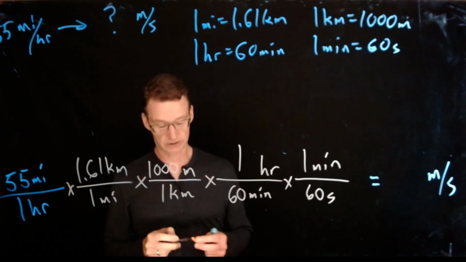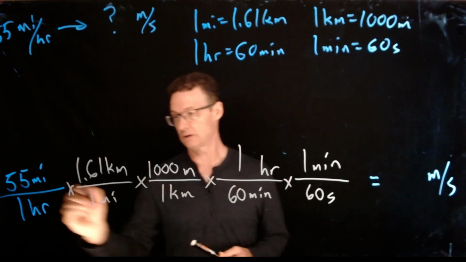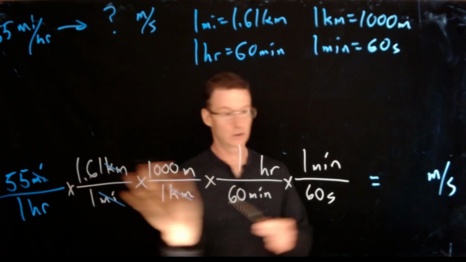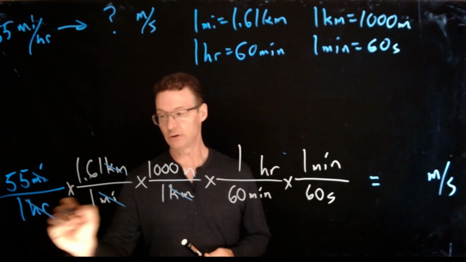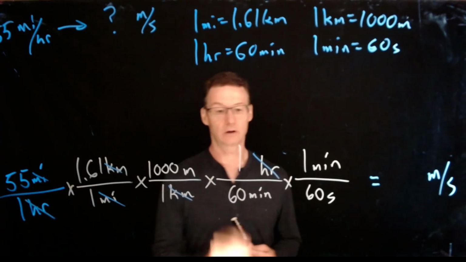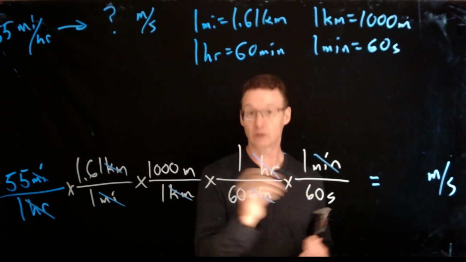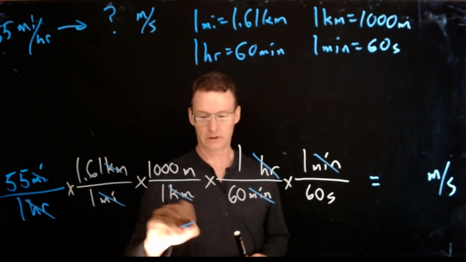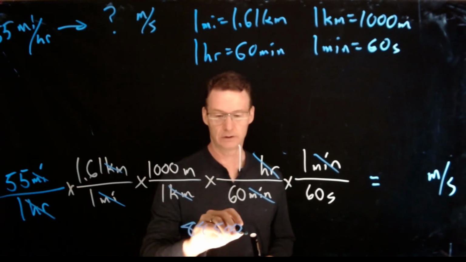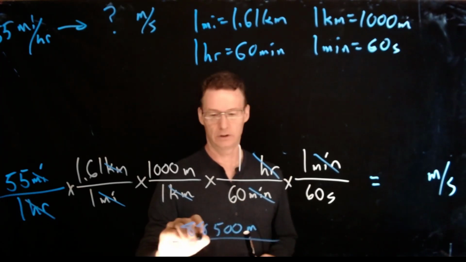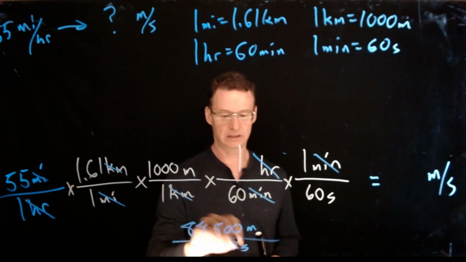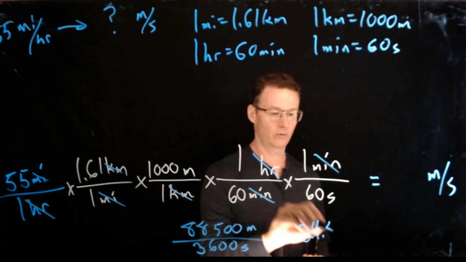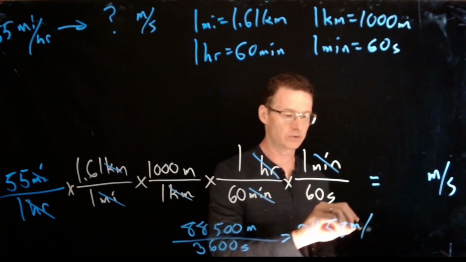Okay, so here's where this comes through. Let's take a look at our units canceling. I'm canceling miles and miles and kilometers and kilometers. I'm not canceling out meters, so I'm going to end with meters over here, which is what I want. Hours in the denominator cancels with hours in the numerator down here, then minutes to minutes. So I have seconds in the denominator, which is what I want. And if I do all of this, what I end up with is 88,500 meters over 3,600 seconds. And then when I simplify that, it comes out to 24.58 meters per second. There's some more that comes after that.